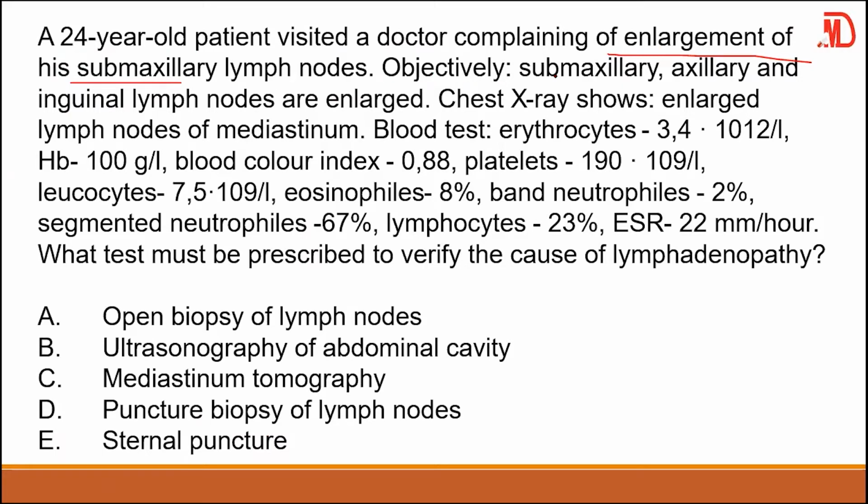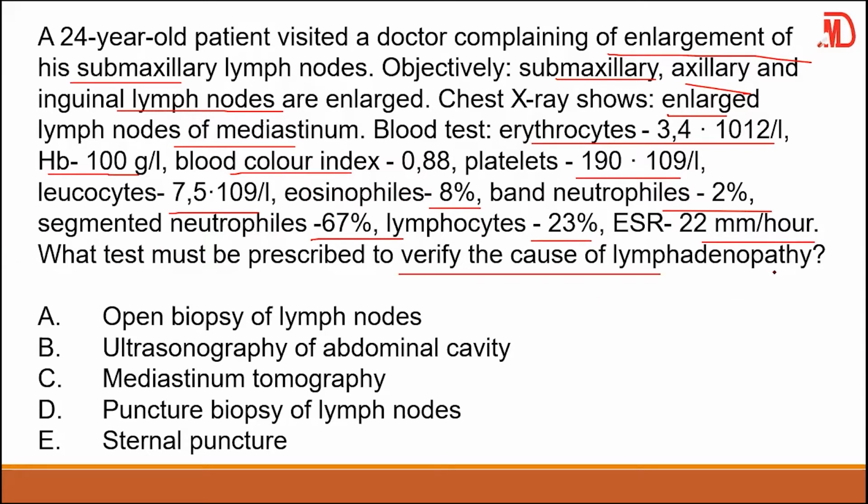All right. Objectively, submaxillary, axillary, and inguinal lymph nodes are enlarged. Chest X-ray shows enlarged lymph nodes of the mediastinum. Blood test is 3.4 erythrocyte. Hemoglobin is this. Color index is 0.88, platelets 190, leukocytes 7.5, eosinophils. Band neutrophils is this. Segmented 67%, lymphocyte. The question is, verify the cause of lymphadenopathy.